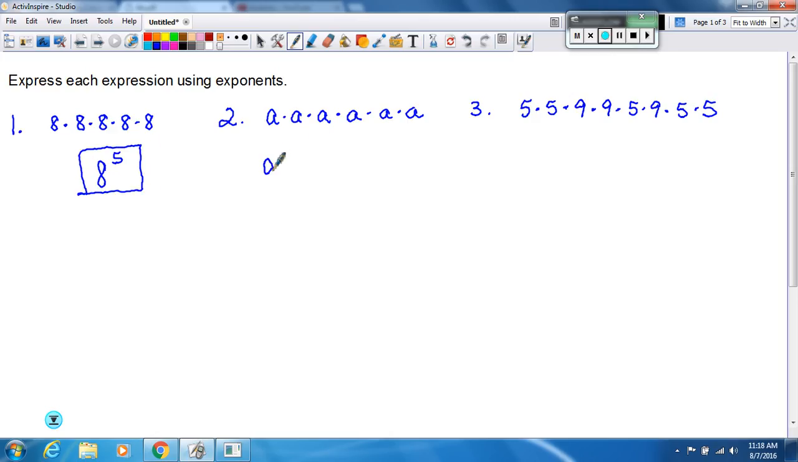Number 2, we have A's. We have 1, 2, 3, 4, 5, 6 of those. So 6 is an exponent. So a to the 6th power. Number 3, we have 5s. And we've got 1, 2, 3, 4, 5 of those. So 5 to the 5th power times, a dot means times, we also have 9s. And we have 1, 2, 3 of those. And again, you're not finding a numerical answer, you're just rewriting it. So that's the answer to number 3.